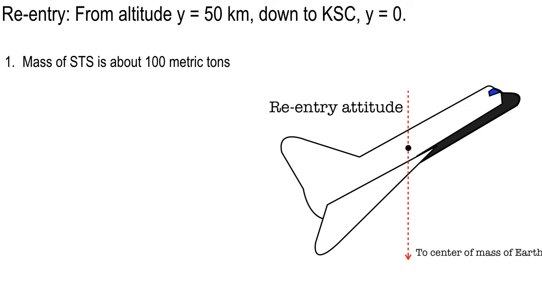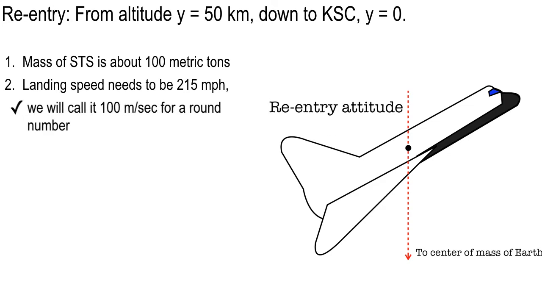Now it's about 100 metric tons, depending on what they've got loaded on board and how much fuel is left, and whether it's fully fueled and has a payload, or is on the way back so it doesn't have much fuel and doesn't have a payload. And the landing speed at Kennedy has to be about 215 miles an hour.